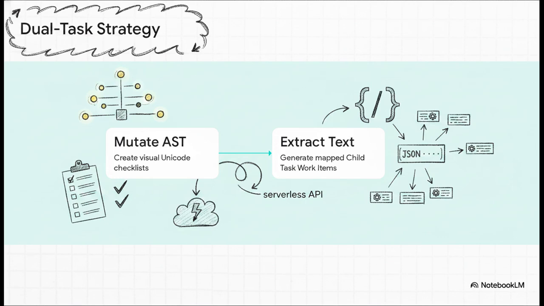And the coolest part is we don't stop at just the visuals. We implement what's called a dual task strategy. Step 1, like we just talked about, is mutating the AST for those visual Unicode checklists so they look great in the acceptance criteria field. But step 2 happens at the exact same time. We extract the literal text of those tasks into a JSON array, and we automatically generate mapped child task work items via the API. So the exact same parsed data visually updates the acceptance criteria and creates actual real child tasks behind the scenes. It's incredibly efficient.